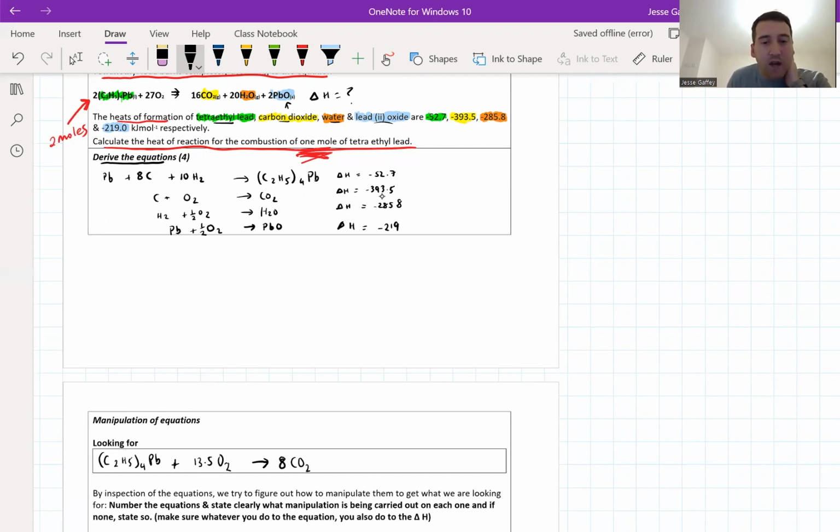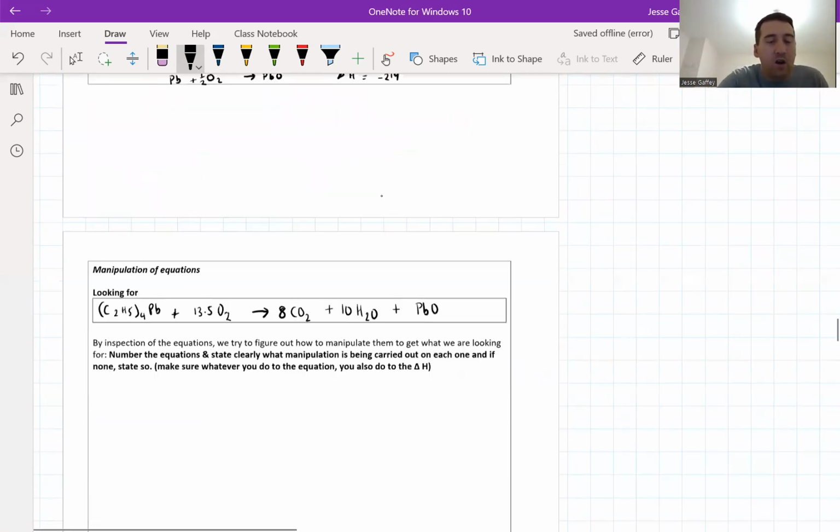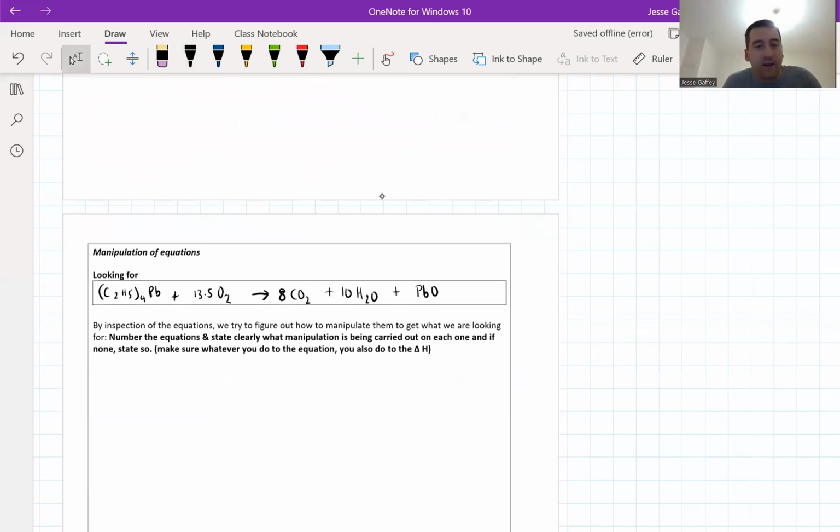20 H2Os halves to 10 H2Os. Plus 2 PbOs halves to PbO. So this is our equation that we are looking for, okay? And again, just like this has a box around it, my suggestion to you at this stage would be also to put a box around it and keep focused on this is what we want our reactions to look like at the end.